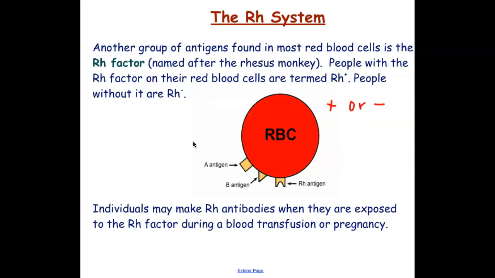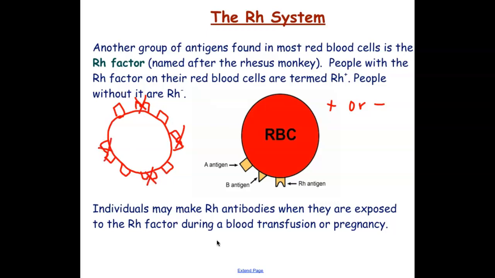So if you were A, for example, let's say you're A positive, your blood would actually look like this, with the little Rh antigen there as well, if that makes sense. If you were just A negative, you wouldn't have any of those extra things. Those would not be there if you're A minus or A negative.